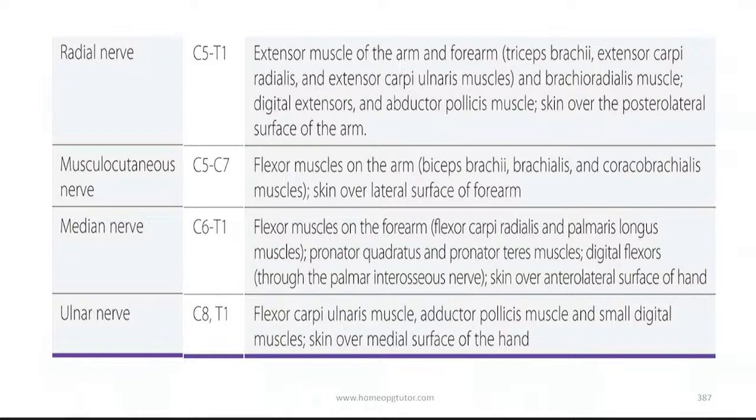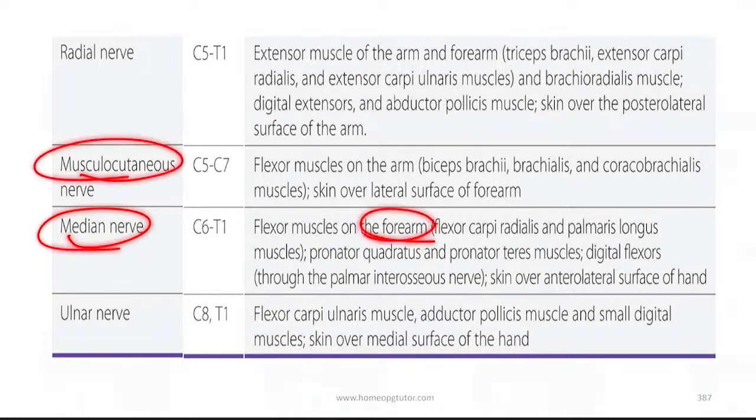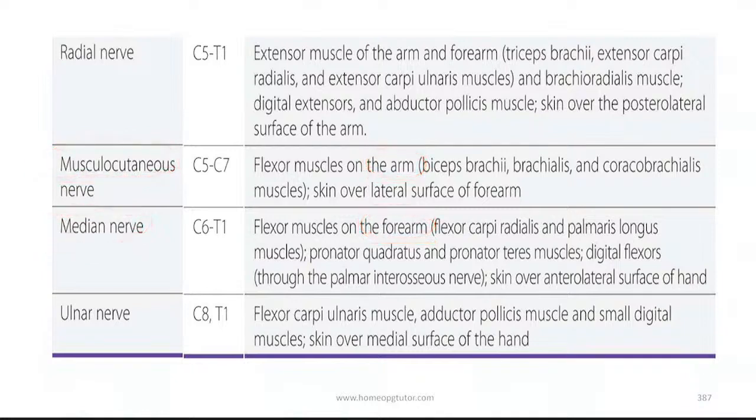Then the median nerve. Median nerve supplies the flexors of forearm. Okay, remember, median nerve supplies the flexors of forearm. Musculocutaneous nerve supplies the flexors of arm. Other than that, we have pronator quadratus and pronator teres, and a little bit of digital flexors also. So it has a cutaneous branch also to the skin over the anterolateral surface of the hand.